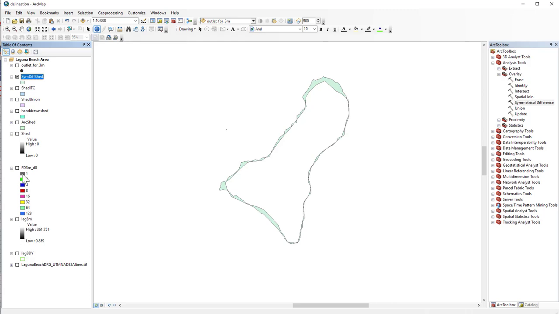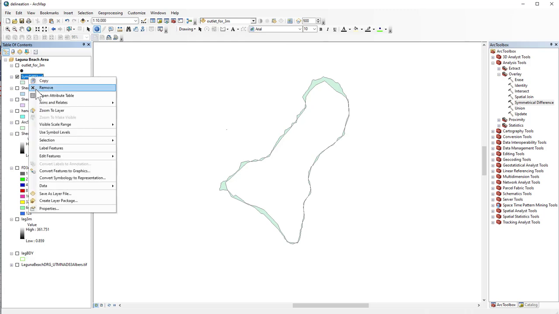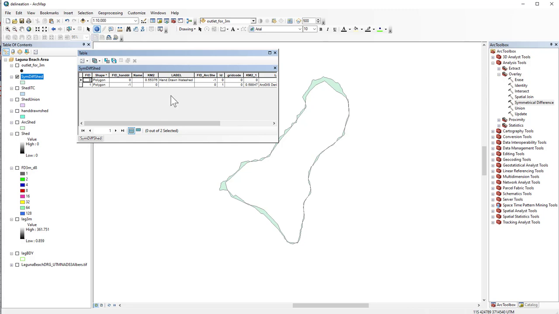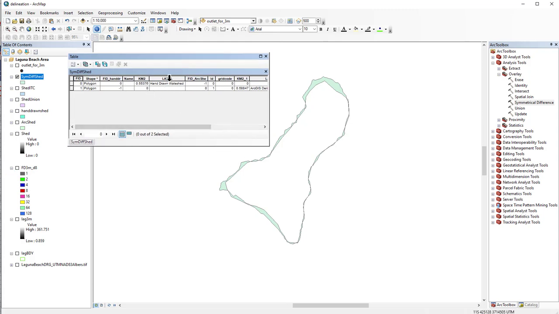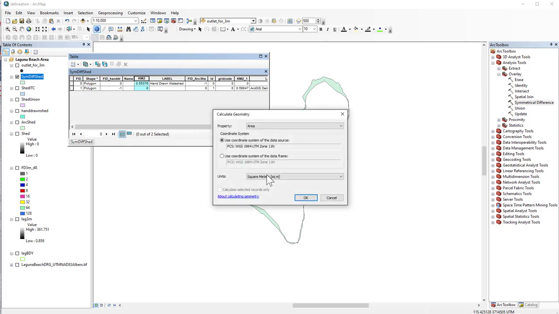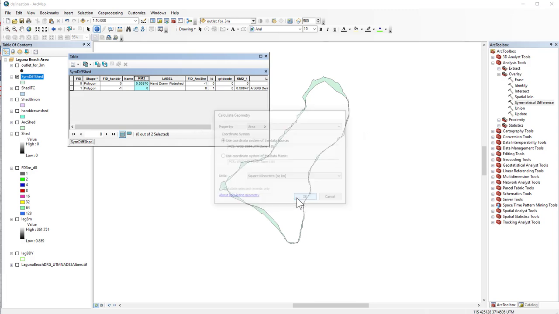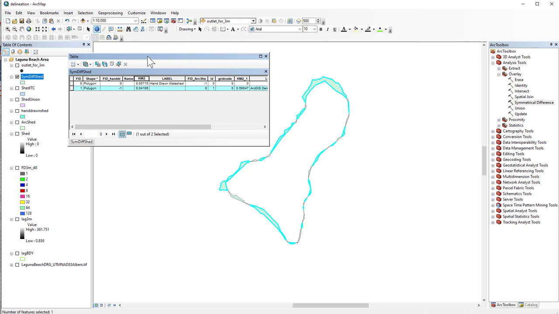So the symmetrical difference shed, if we open up its attribute table, has the hand-drawn watershed, and the ArcGIS derived watershed as the two polygons. I just noticed I had a typo in there. And we actually need to recalculate geometry so we can get the areas of each of those. So we will go to km squared and calculate geometry, and we will make it square kilometers. So we have the area of the hand-drawn watershed and the area of the ArcGIS derived watershed.